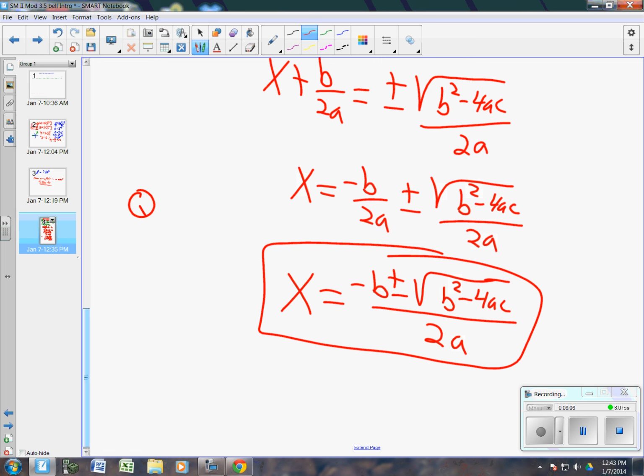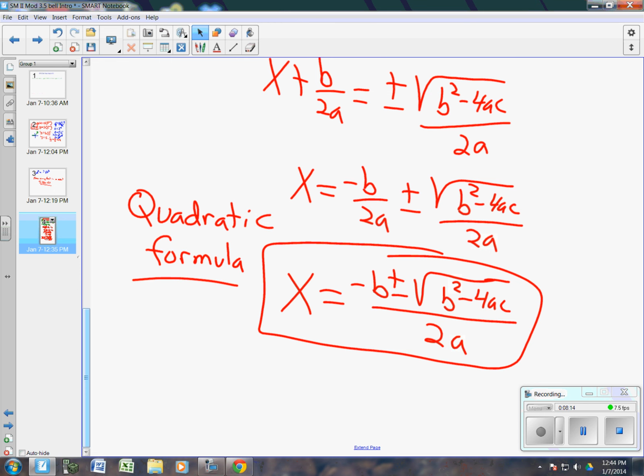Everybody, write this down in your notes, just this part. Quadratic formula. You're going to need to memorize this. I'm going to help you memorize it right now because we're going to sing a song. As soon as you guys all got it done, we are going to sing.